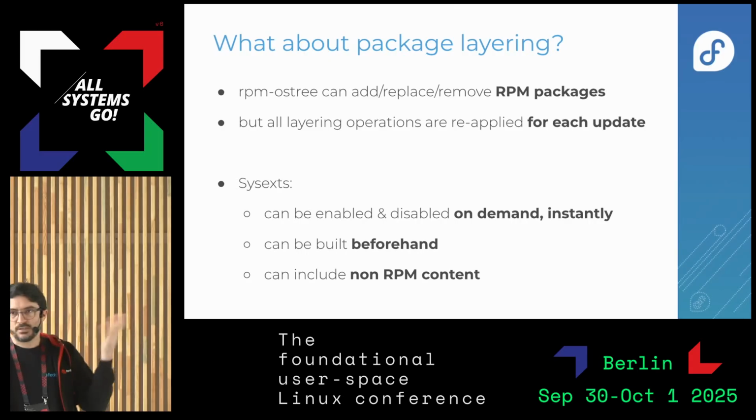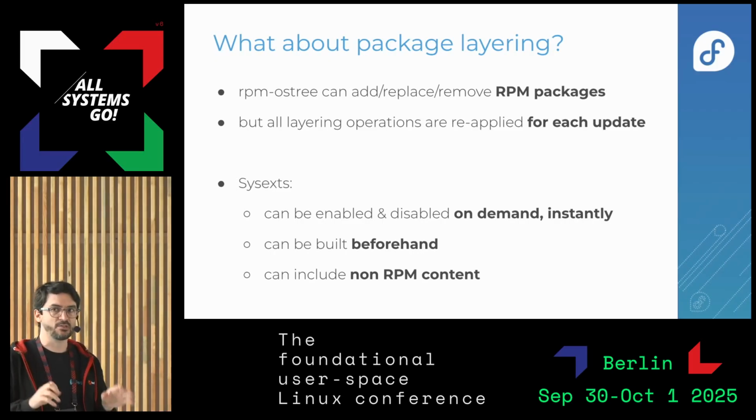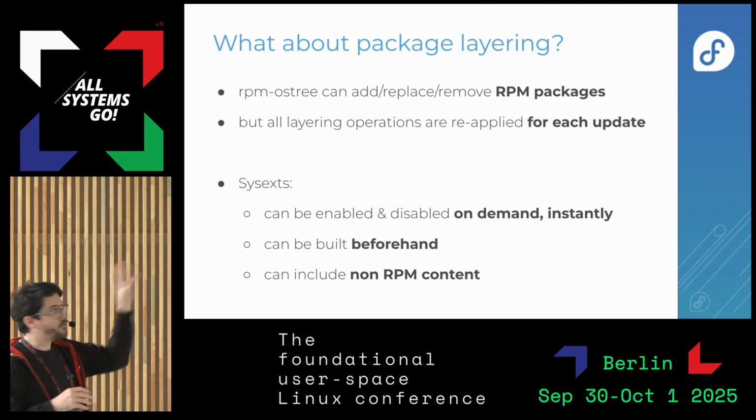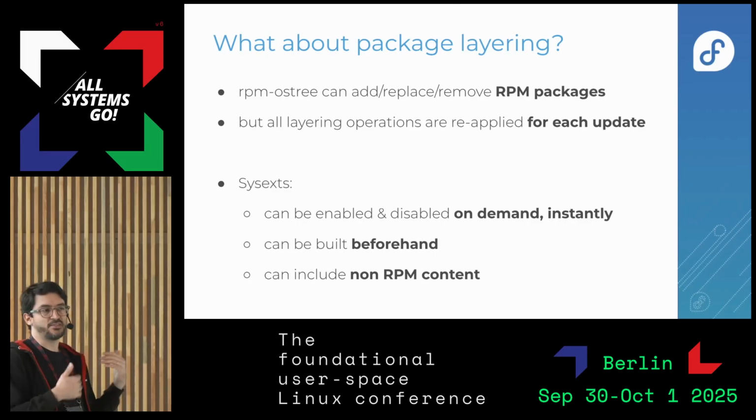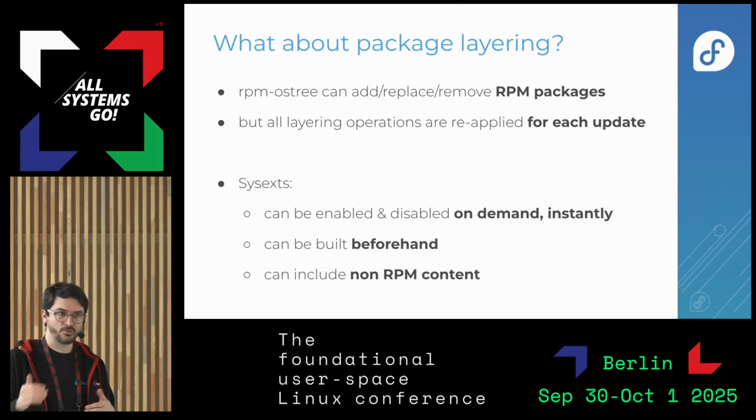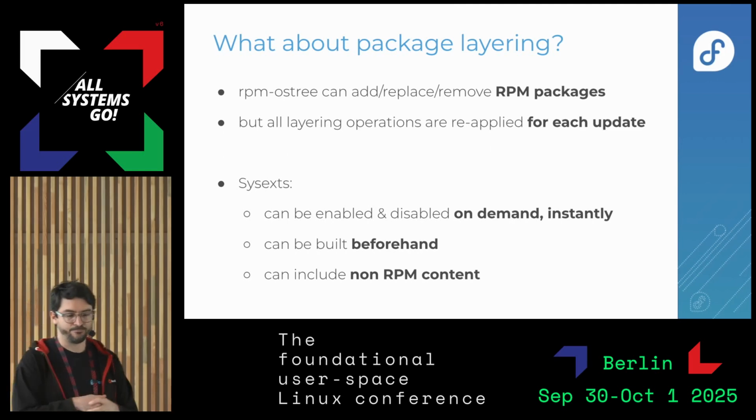So you would say, okay, well, if I can do that, why even bother with sysexts? Well, the idea is that with sysexts, this goes much faster. When you're doing package layering, you have to apply those operations every time on each update because it has to be consistent. Every time you get a new version, you need to redo those operations. With sysexts, you don't have to do that. You prepare your sysexts in advance, and you can overlay them directly on your system. You can switch them out dynamically. You can decide to enable one, remove one, etc. You don't need to rebuild everything all the time. And you can also use non-RPM content. Right now, rpm-ostree layers packages, so you need an RPM before you can do that.